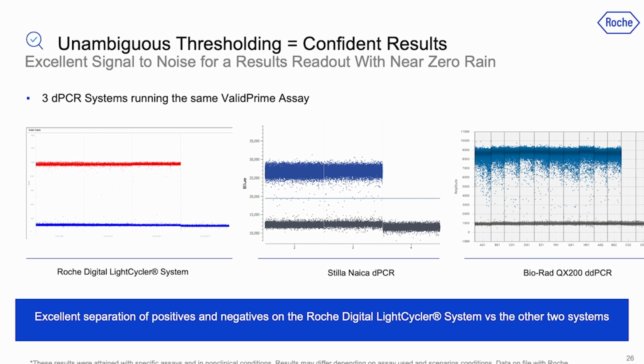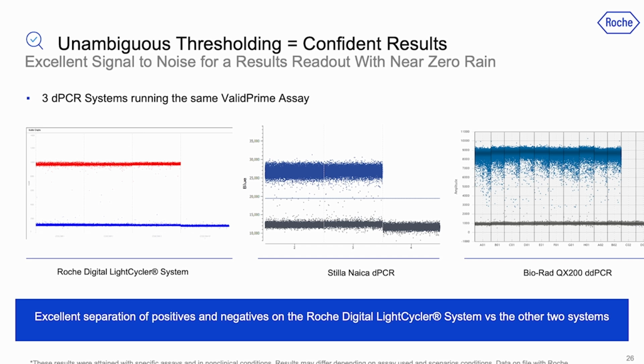What's being shown here is the 3 different systems running what we call a valid prime assay. This is a commercially available assay. On the far left is the Roche Digital LightCycler System. In the center is the NICA dPCR system, and on the far right is the QX200 digital PCR system from Biography.